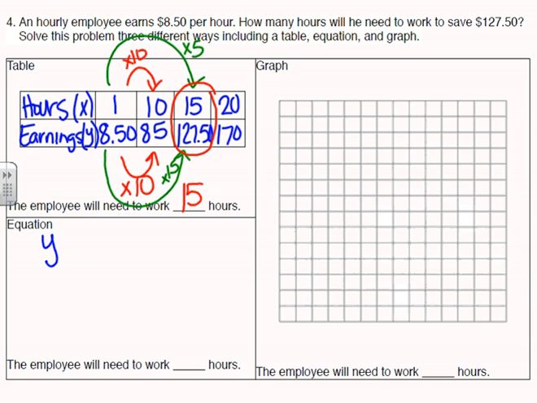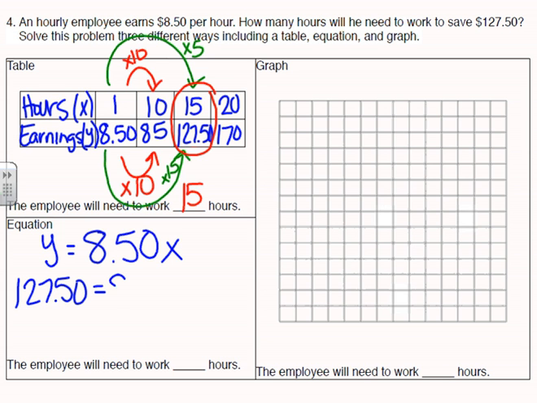All right, looking at the equation, we have a unit rate of 8.50 per hour. So that automatically means my equation is y equals 8.50x. Okay, we want to know for $127.50 how long we have to work. So that means in place of y, I'm going to put $127.50. All I did was substitute my y value. And then I'm going to bring everything else down.